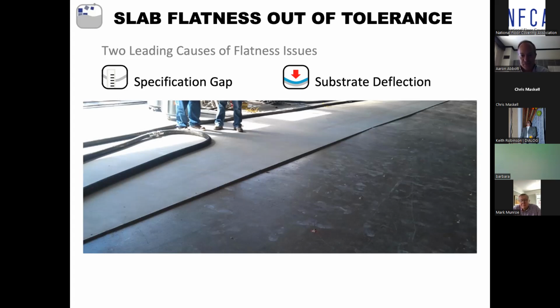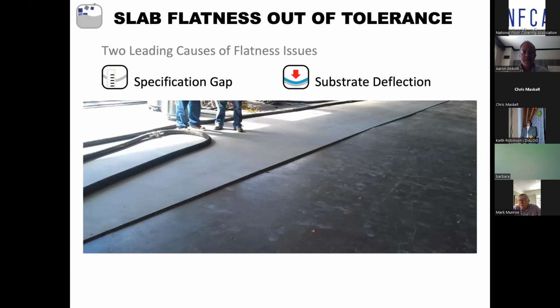Aaron, this is no fault of the concrete pourer. Absolutely not. This is just gravity having its way. That's a very important point. So deflection may not be predictable to exactly the extent, like how much is it going to happen, but the fact that it will deflect is predictable. So we should keep that in mind.